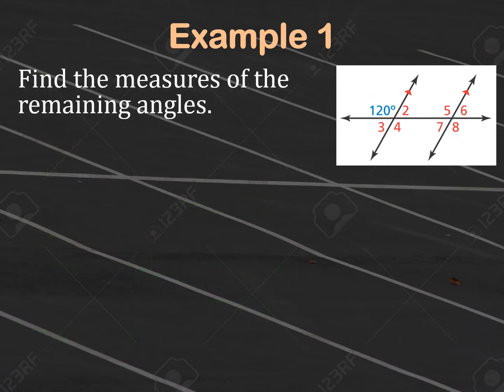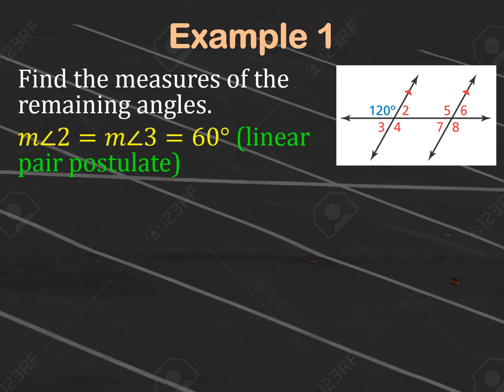So now we're going to find the measures of the remaining angles. So angles 2 and 3 are both 60 degrees because they're linear pairs. So those are a linear pair right there. And angles 1 and 3 are also a linear pair. Let me put that a 1 there again so you know that's an angle 1.